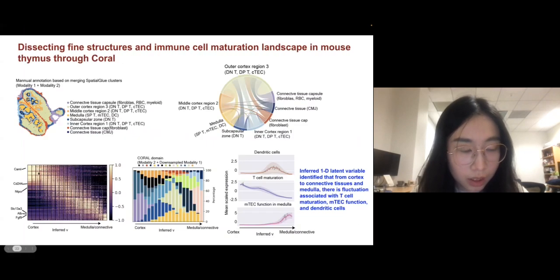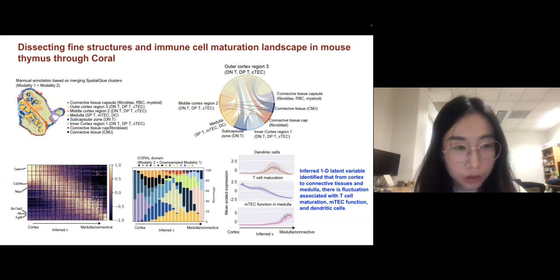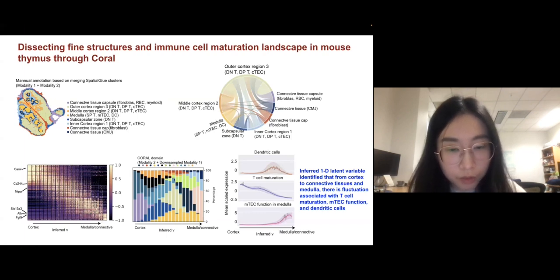Yeah, we are able to see the change from the markers related to the cortex, and then gradually to the medulla and connective tissue. And this is also confirmed with the region distribution change as well.